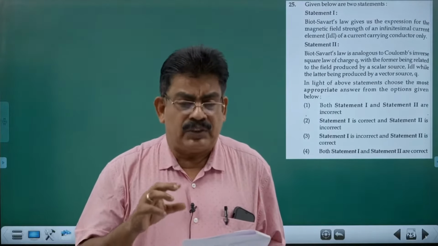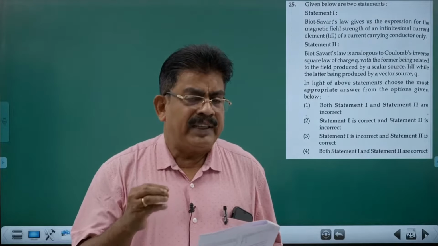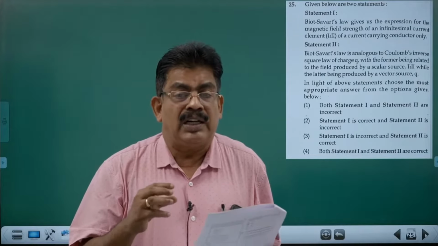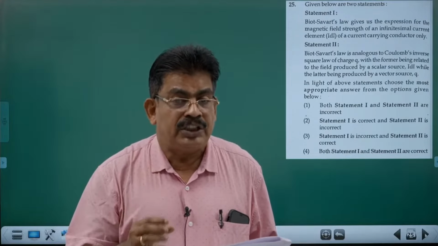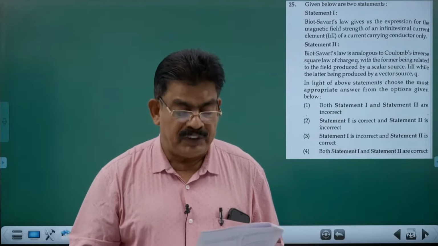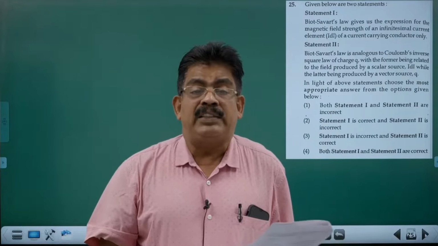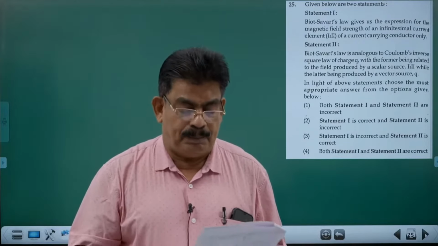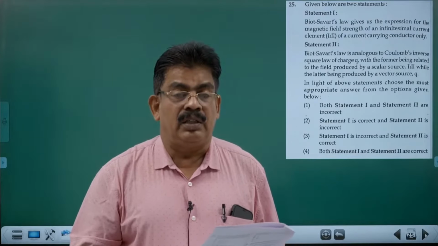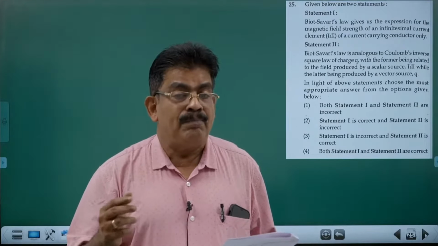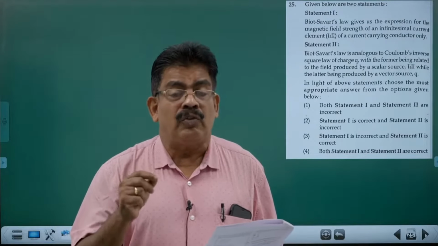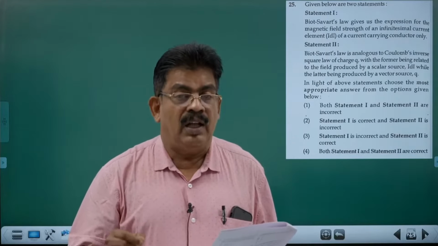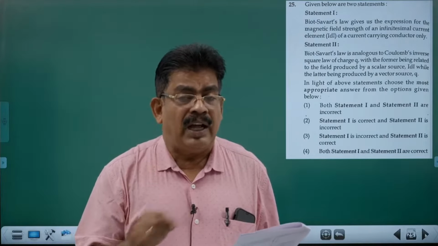Then 25th one. Again, the question is very simple, but you have to be a little bit careful. That is the relevance of these type of questions. The content is simple, but you have to be very cautious about the words. First statement: Biot-Savart's law gives magnetic field due to a current element. When you compare electric field and magnetic field, source of electric field is a charge, that is a scalar source, and that is a point underlined in your NCERT book.